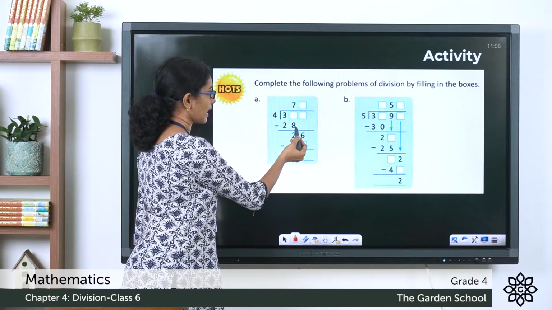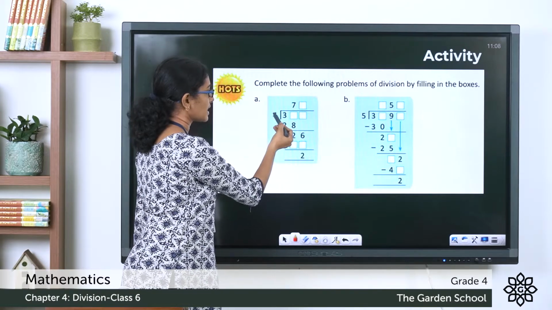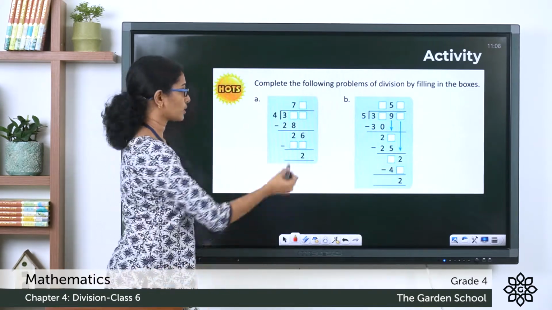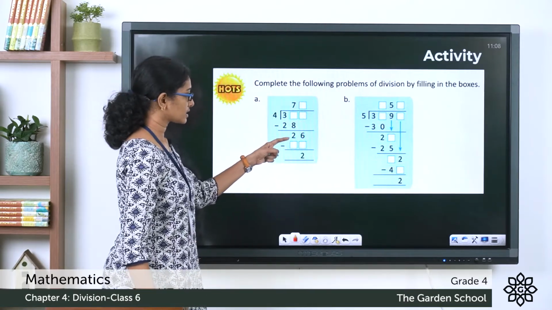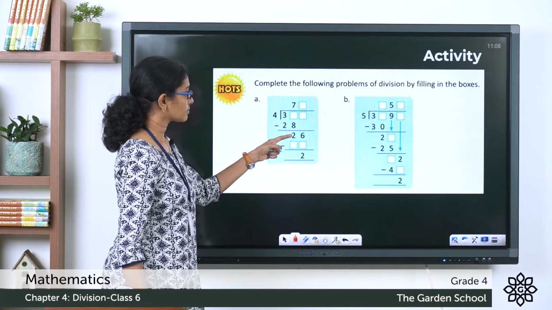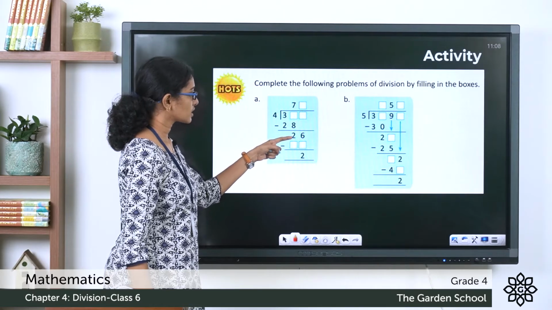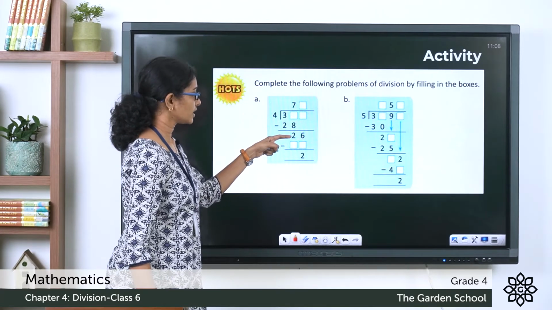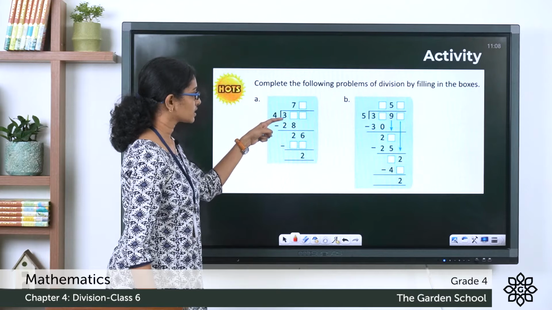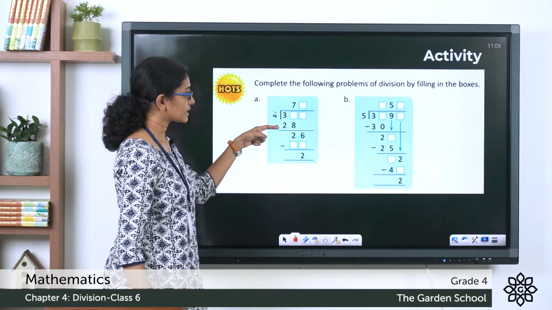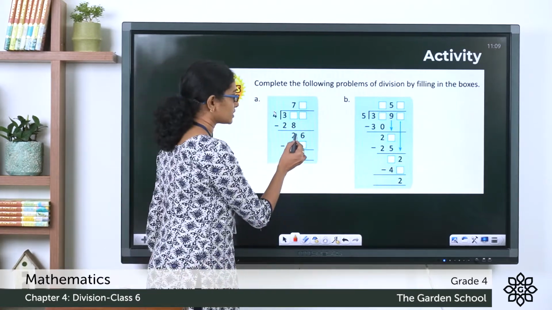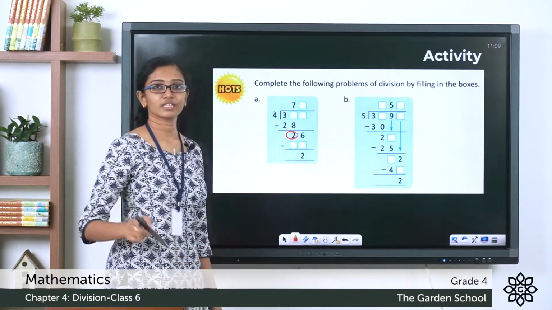And here we have the product of this quotient and this divisor. What is it? 7 into 4, it's 28. And there you can see the subtraction. And what is the remainder of this subtraction? It is 2. So here you have the difference of these numbers. So here this is the minuend, this is the subtrahend, and this 2 here is the difference.